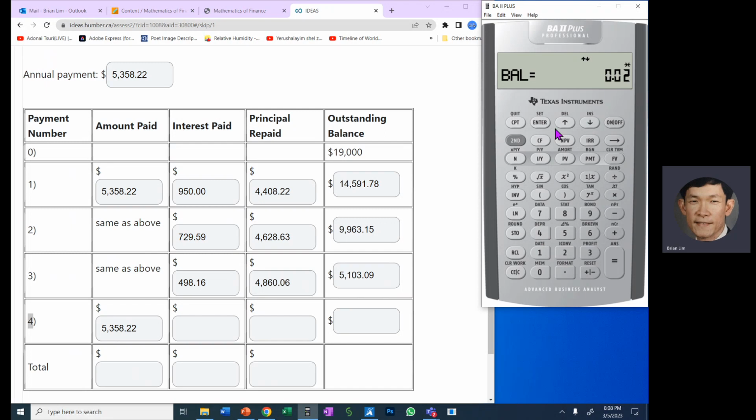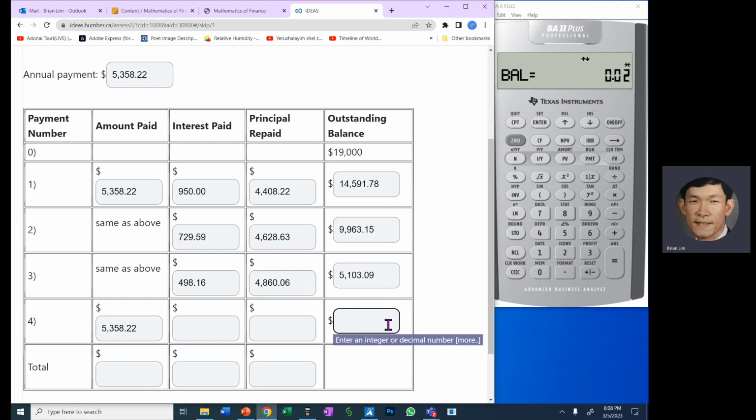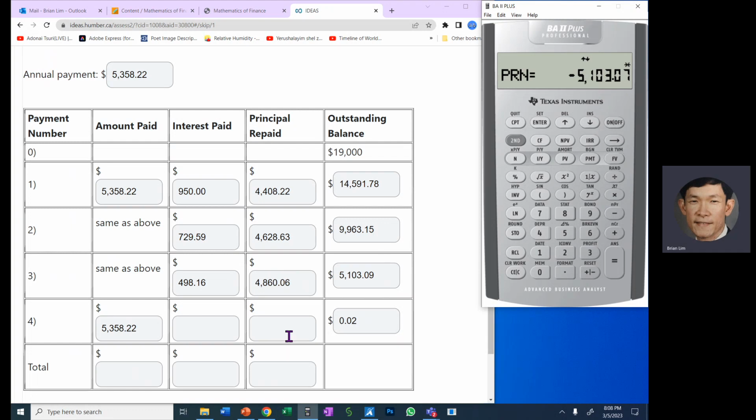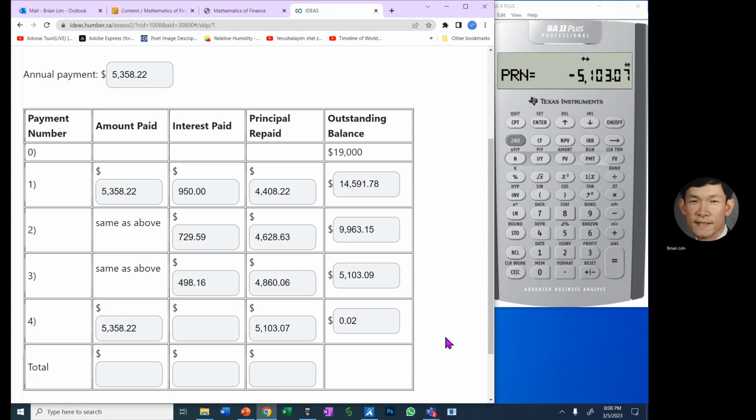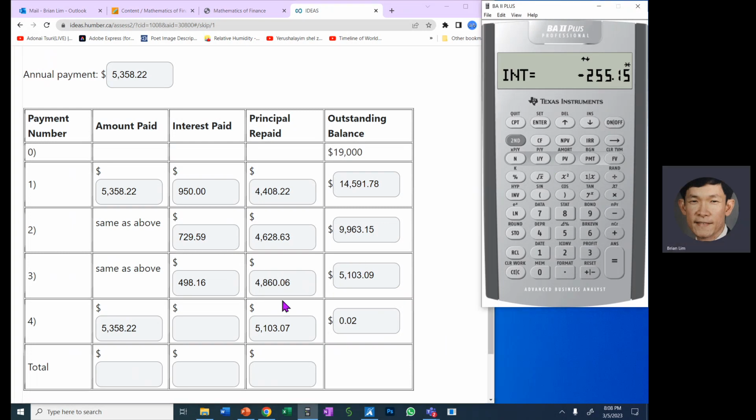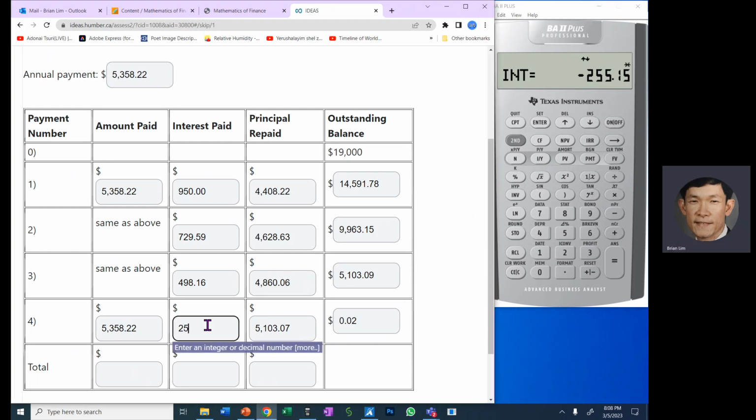And the balance we see 2 cents. Now that can happen because of rounding. All right, these numbers are rounded, so that is why that is happening. All right, but don't be scared. There's nothing to worry about. $5,103.07. That is why these two numbers differ by 2 cents. Okay, all right. So the interest is 255.15. There we are. And those are the numbers.